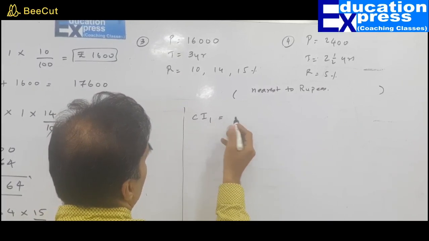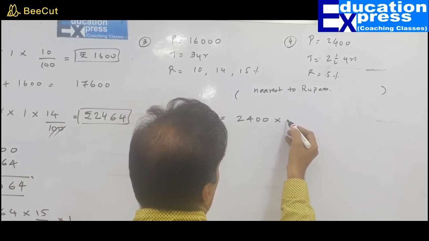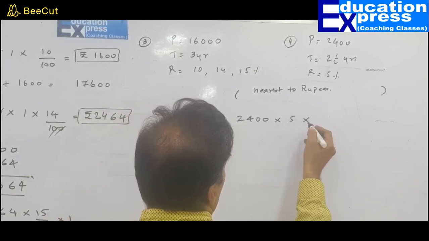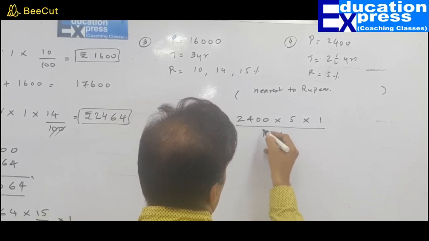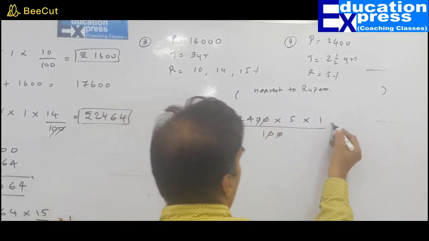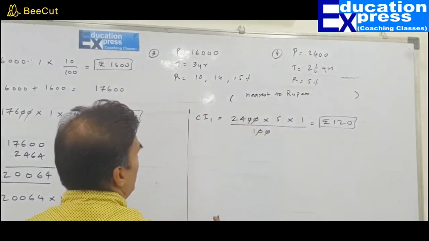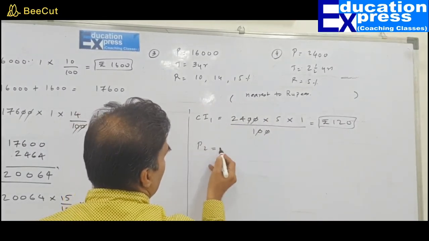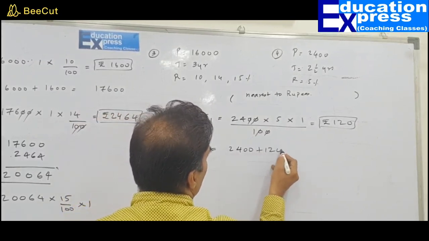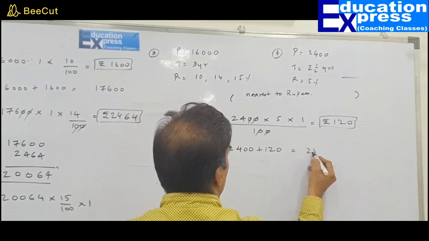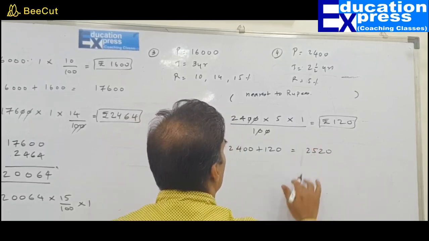Compound interest for the first year would be 2400, principal, into rate 5%. Time always will be 1 because it is for the first year, upon 100. 24 into 5 is rupees 120. So we found it for the first year. Principal for the second year, every time same thing, monotonous: 2400 plus 120. So my total principal for the second year would be 2520.